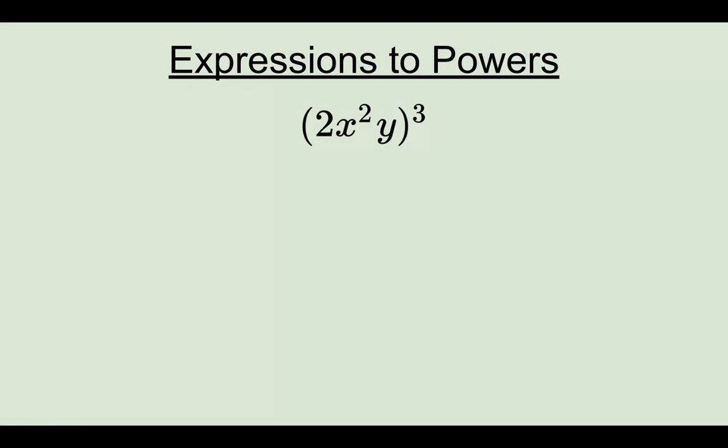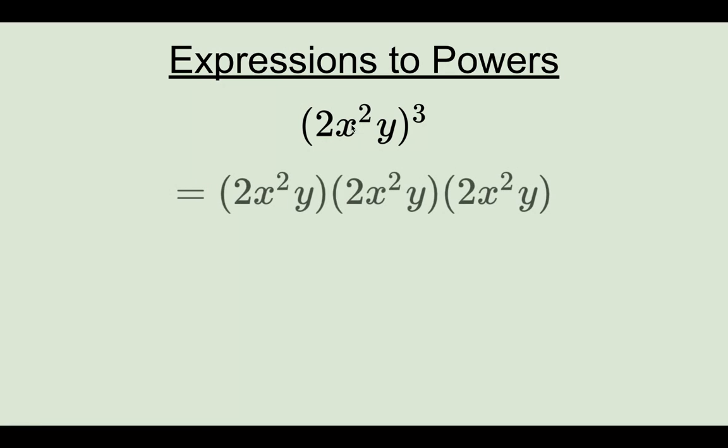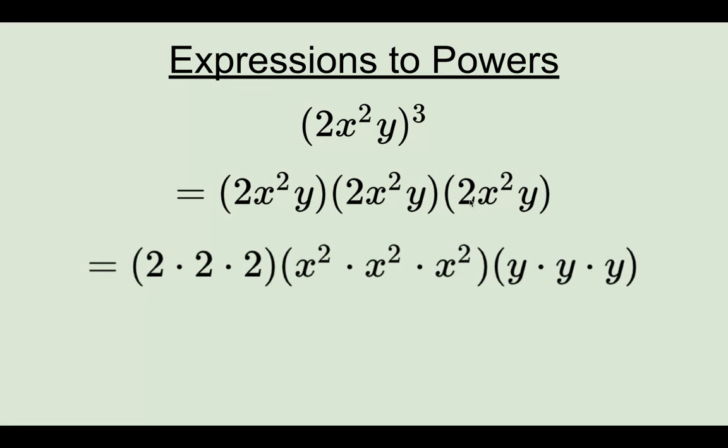Let's try something like this. So here I have 2x squared times y cubed, all to the third power. Notice this is all multiplication. So what does this mean? It means I have that 2x squared y 3 times. And since it's all multiplication, I can simply pick out the pieces that are like terms. So 2 times 2 times 2 are like, x squared times x squared times x squared are like, and y. Right? And again, I can do this because it's all multiplication. So this is really just 2 times 2 times 2, 2 cubed, x squared cubed, and y cubed.